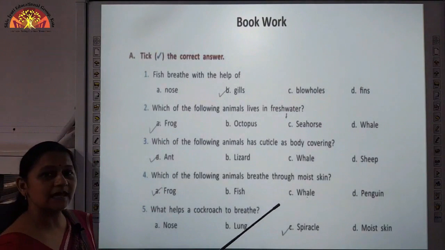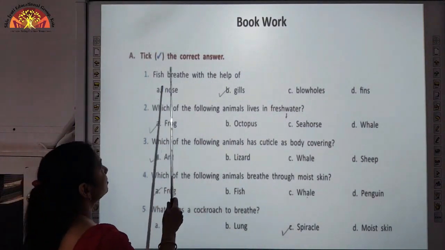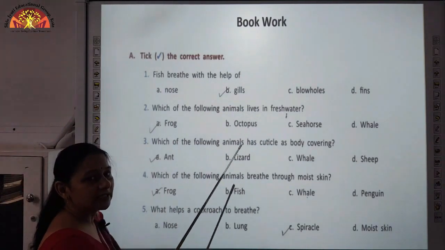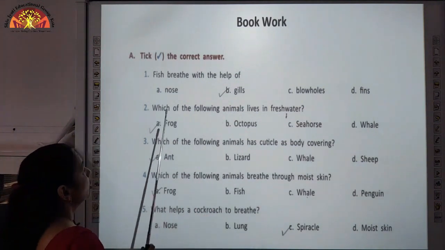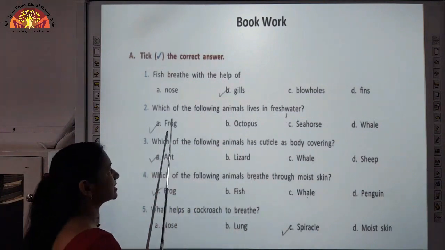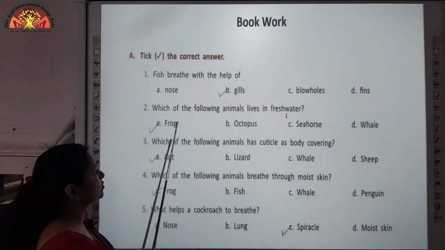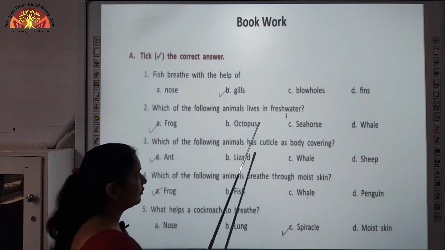Next exercise, that is a bookwork from the back exercise. Tick the correct option. Fish breathe with the help of gills. Fish have gills which help them to exchange gases from the water. Which of the following animals live in fresh water? The animal among these which lives in fresh water is frog. Frogs have their habitat as fresh water.